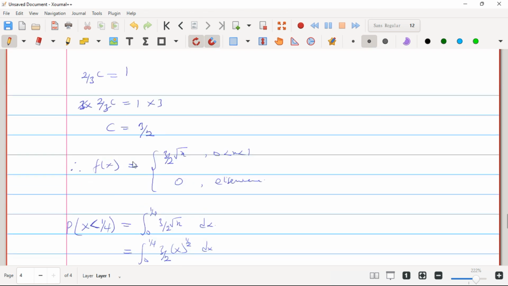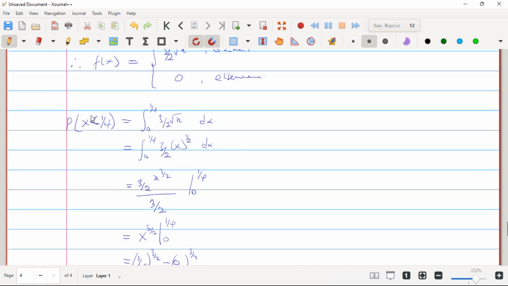When you are done, you substitute c with 3 divided by 2, so f of x is 3 divided by 2 times square root of x, where x lies between 0 and 1. Our next question is to find the probability that x is less than 1 over 4. You see that we are starting from 0, right? We are just starting from 0.